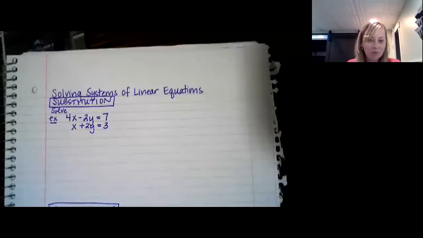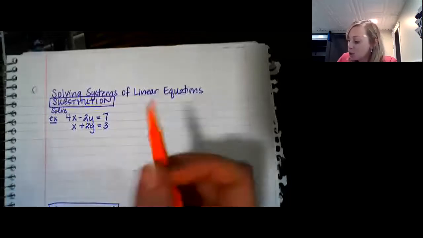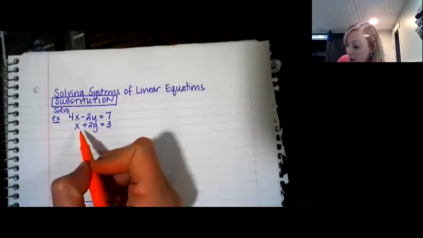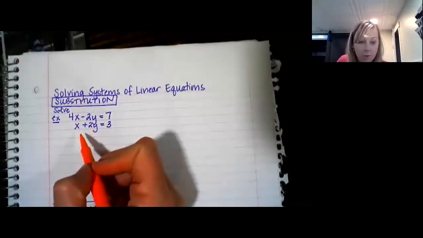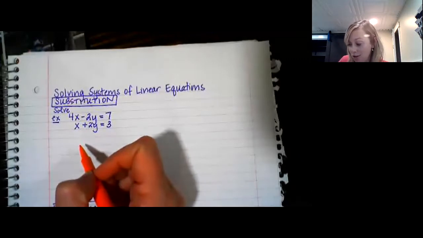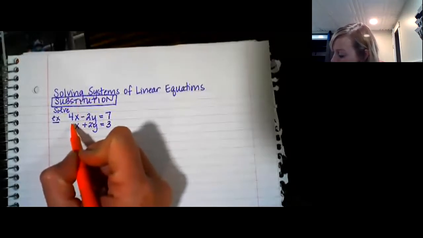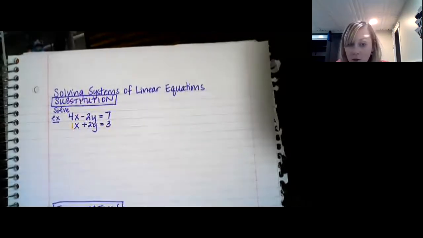Everyone. We are going to review solving systems of linear equations using substitution and elimination. So first, we're going to review substitution. Substitution is best to use when the coefficient in front of one of the variables in one of the equations is 1. If you look here in my second equation, the coefficient in front of x is 1. So this tells me that substitution may be a good method to use.